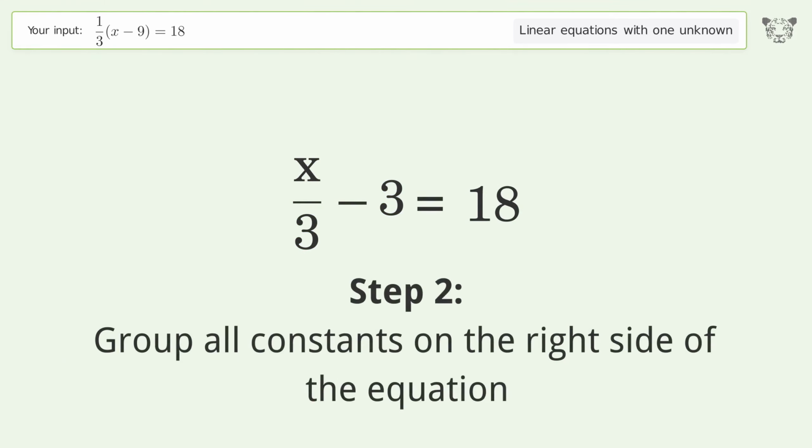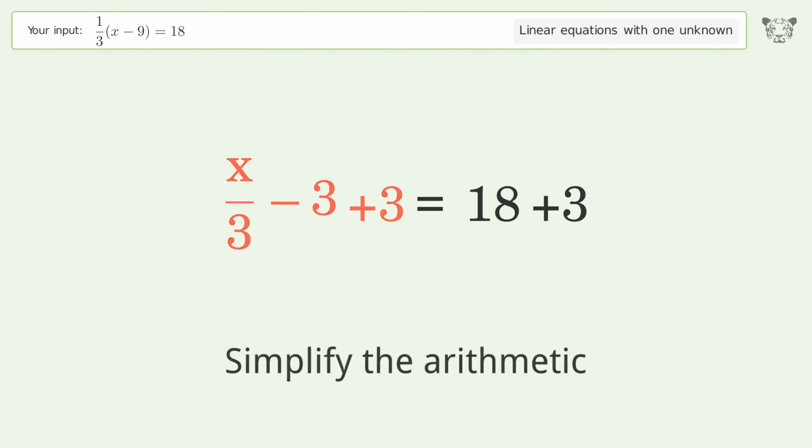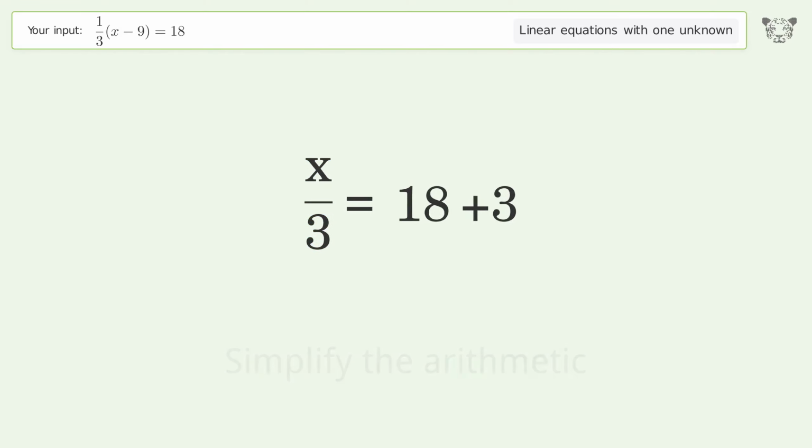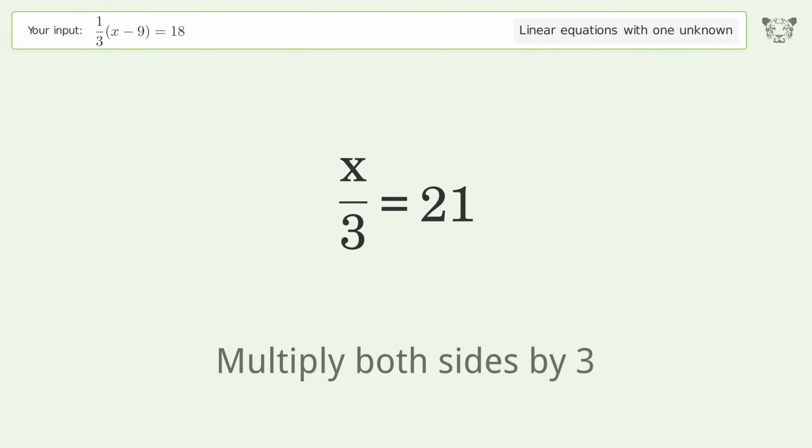Group all constants on the right side of the equation. Add 3 to both sides. Simplify the arithmetic. Isolate the x. Multiply both sides by 3.